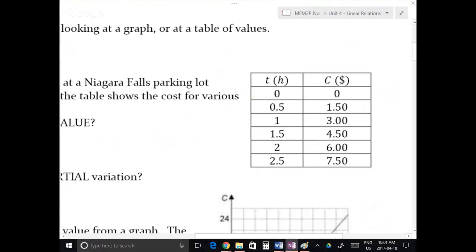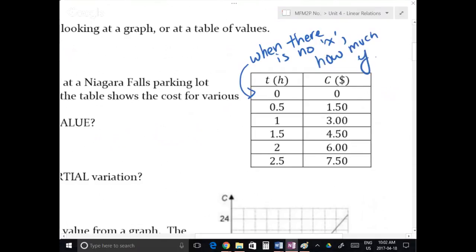Yeah, let's keep in mind the initial value isn't necessarily the first number we see, but it's when your independent value is 0. When we have no x, how much y do we have? In this case, when we've spent no time, how much money? That's right. So when there is no x, and I know in this case we're actually using t, not x, but the principle holds. When there is no x, how much y? That's the initial value. And in this case, when there's no x, there's no y. So that's our initial value.